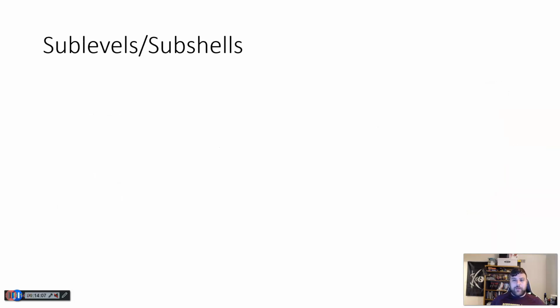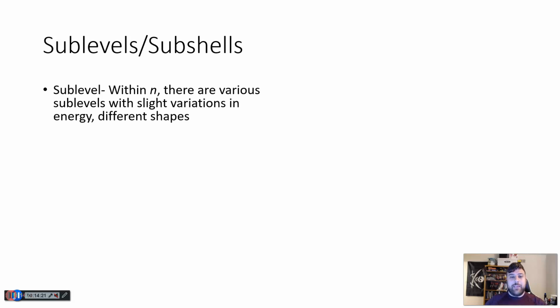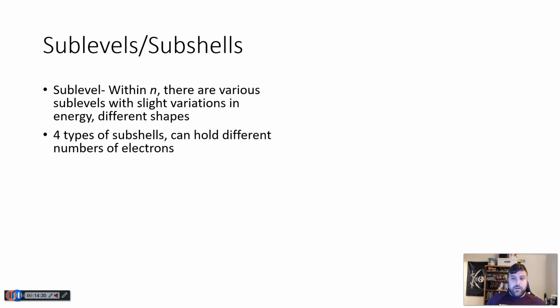The next part of the quantum number is what we call sublevels or subshells. I will try to use sublevels more frequently, but both of these terms apply and they're talking about the same thing. A sublevel is within a given energy level. There are various sublevels with slight variations in energy, and they have different shapes. And there are 4 that we will deal with. They can all hold a different number of electrons. So depending on the sublevel, there can be more or less.